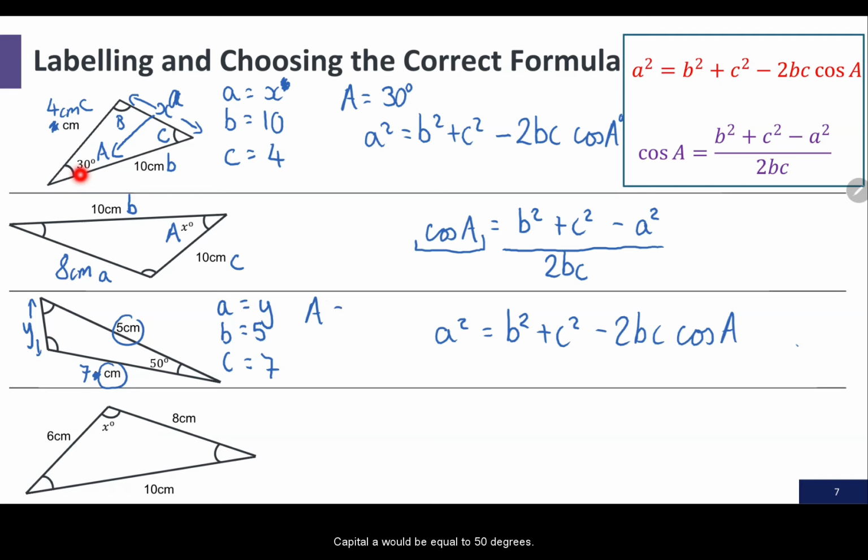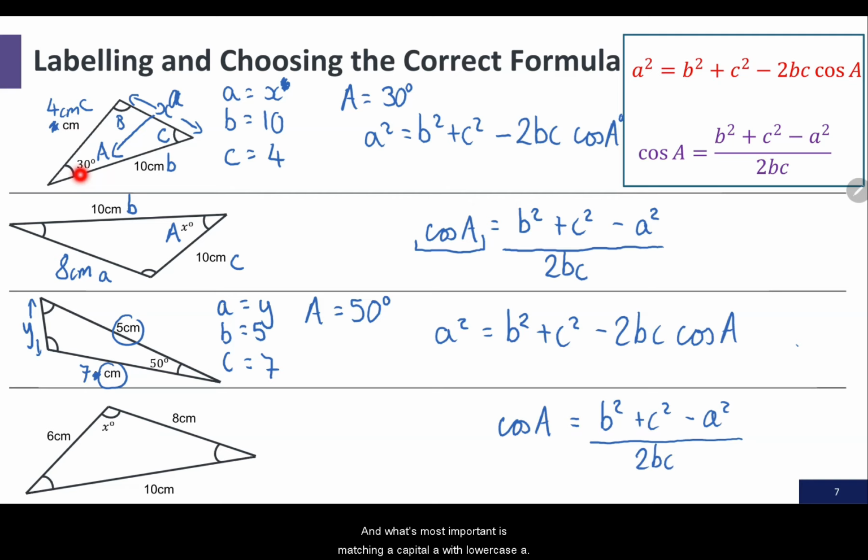Capital A would be equal to 50 degrees, and then I would substitute into the formula. And on the last example here, I'm finding an angle. So it's going to be cos A is equal to b squared plus c squared minus a squared divided by 2bc.